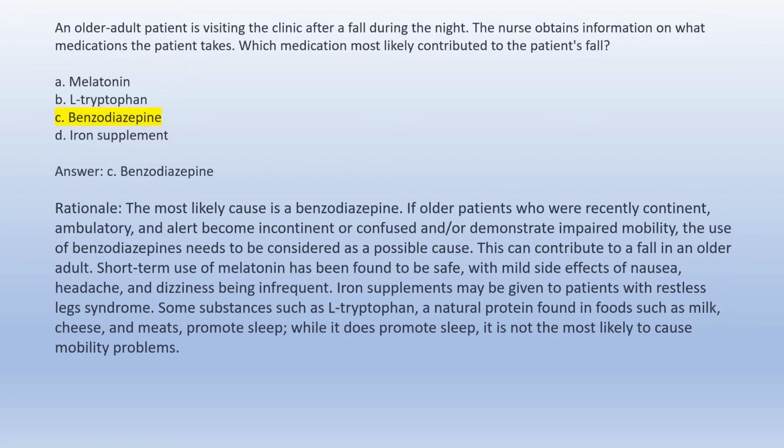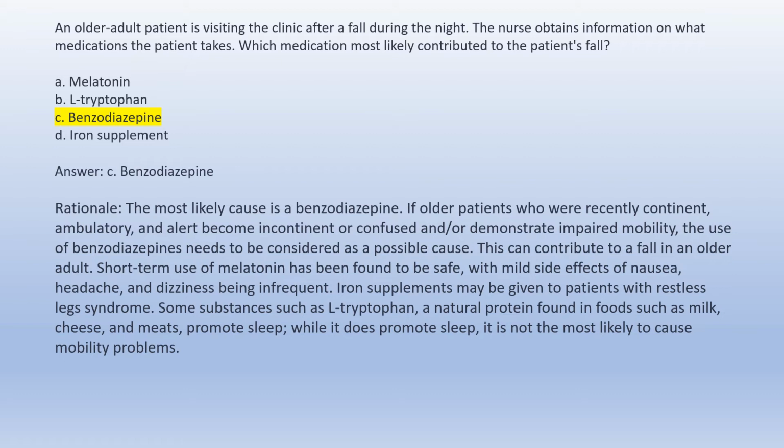Answer: C. Benzodiazepine. Rationale: The most likely cause is a benzodiazepine. If older patients who were recently continent, ambulatory, and alert become incontinent or confused and/or demonstrate impaired mobility, the use of benzodiazepines needs to be considered as a possible cause. This can contribute to a fall in an older adult.